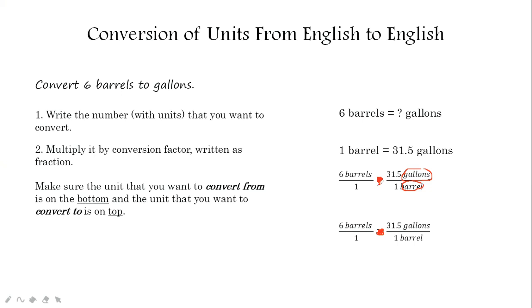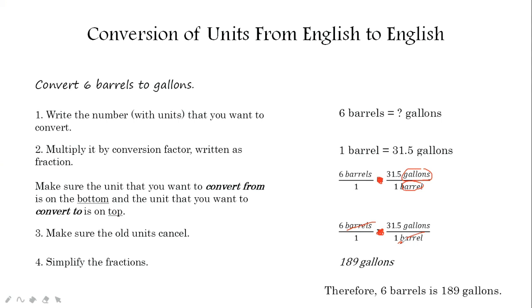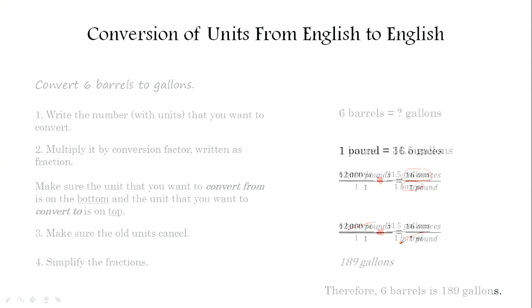So, now let us, ayan, make sure that the old units cancel. So, kailangan nating i-cancel ang barrels and then barrels. So, matitira na lang is gallons. So, we have 6 multiplied by 31.5 and 1 multiplied by 1. That is, okay, 189 gallons. So, therefore, 6 barrels is 189 gallons. Okay, so let's have another example.